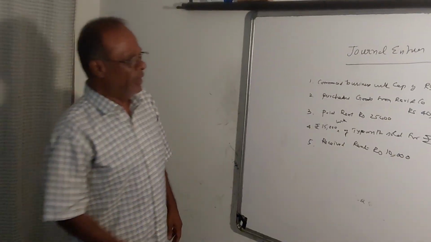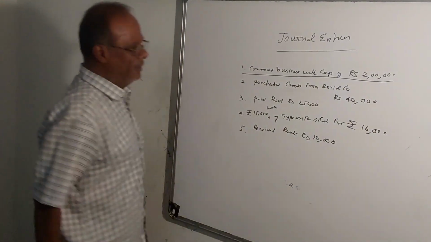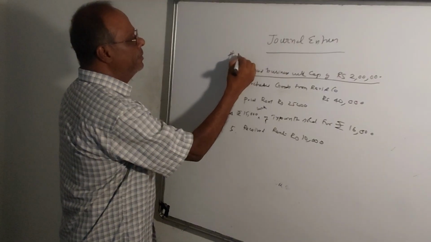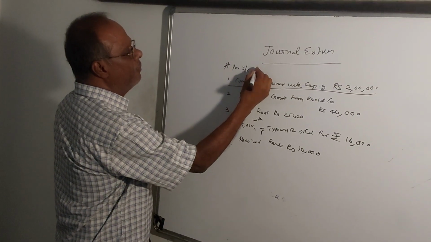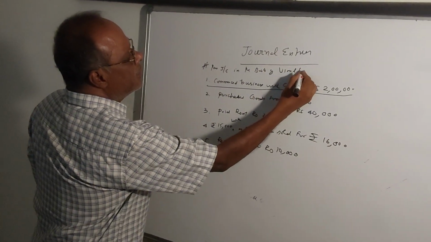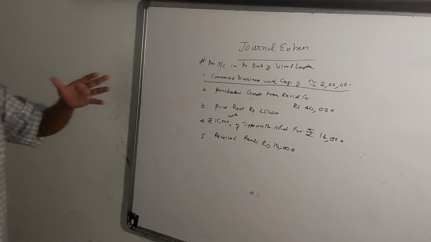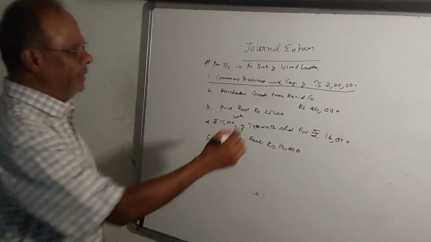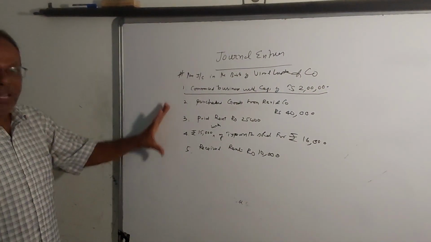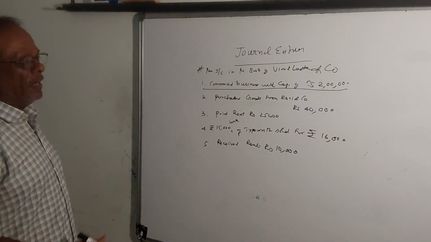Okay. Listen student, what is the first one? Commence business with capital of rupees 2 lakhs. What is the question? Pass journal entries, in the books of Vimal Gupta. Vimal Gupta is the person who is starting with business in his name, Vimal Gupta and Co. We have to pass only 5 journal entries. After these 5 journal entries are over, then it will be treated as a good thing.